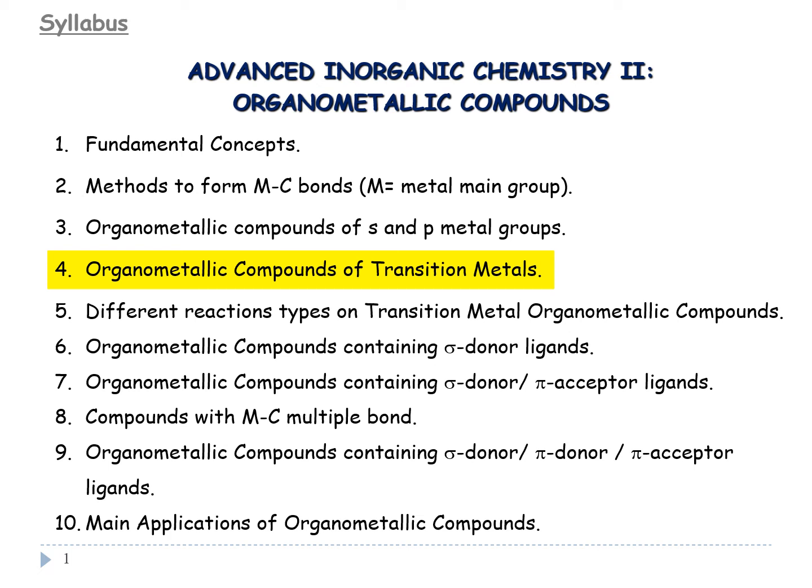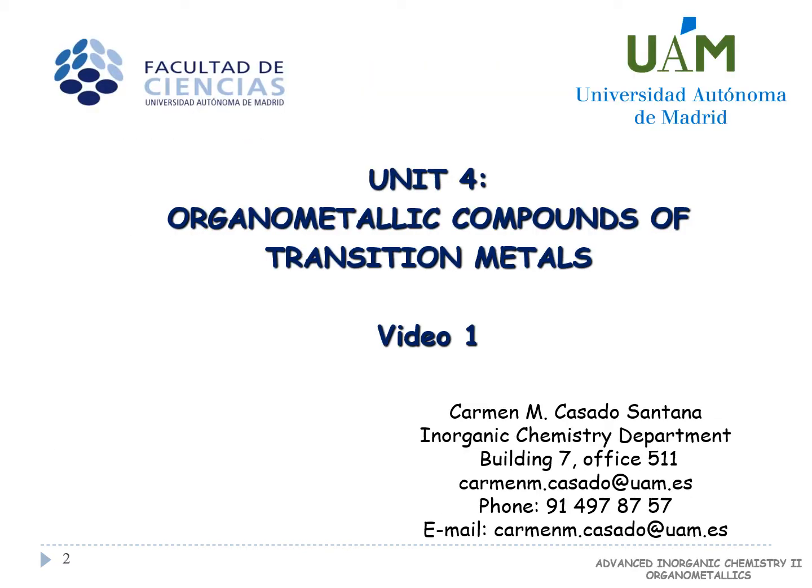Hi. In units 1, 2, and 3, we have discussed much of the basic organometallic chemistry of the S and P block metals, which, as we could watch in video 1 of unit 1, was understood by the early part of the 20th century. We are starting today unit 4, which is the first one devoted to transition metal organometallic compounds.